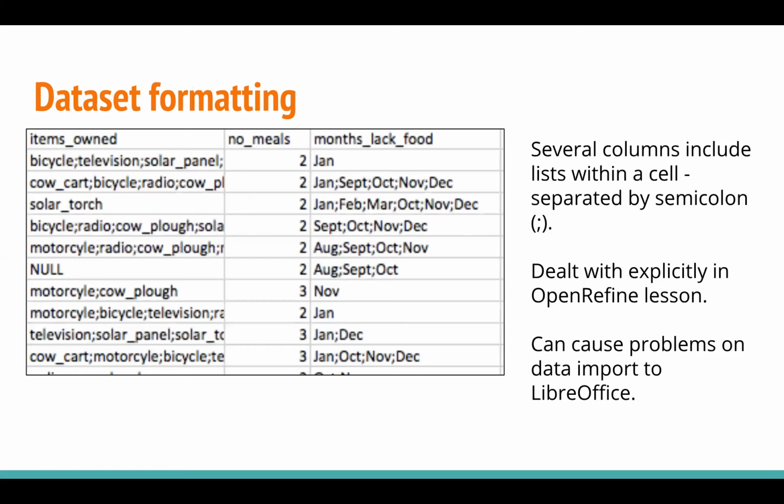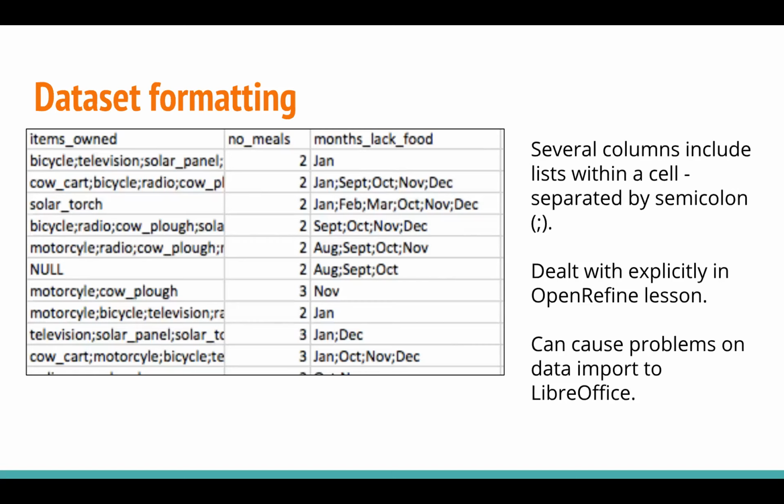There is a particular oddity to the way that this data set is formatted that is intentionally and explicitly dealt with in the OpenRefine lesson, which directly follows the spreadsheeting lesson, but can cause trouble for learners who are using LibreOffice to open up the spreadsheet. There are several columns that have lists of items or lists of months within a single cell. Those items are separated by a semicolon. And this can cause import problems because LibreOffice defaults to treating commas, tabs, and semicolons all as separators.